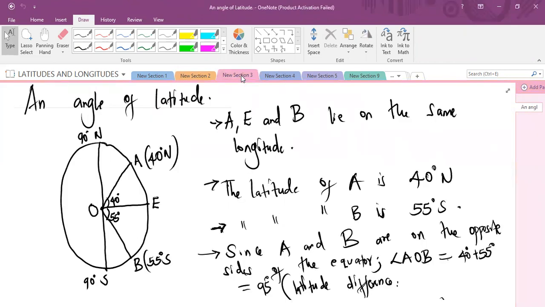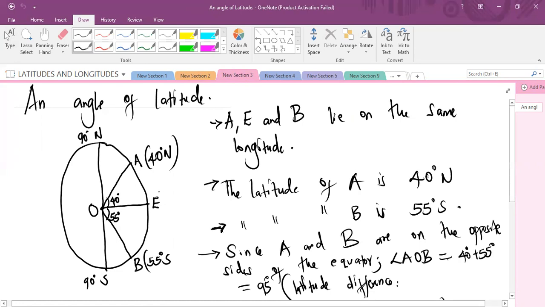Okay, next, an angle of latitude. So we already looked at latitude and we said it's the small circle that is perpendicular to the Earth's axis NS. Now, how do we get an angle of latitude? So let's take our sphere like this. We have points A, E, and B, which lie on the same longitude. So as we can see, on the eastern side here, whatever the longitude is, A, E, and B all lie on it.